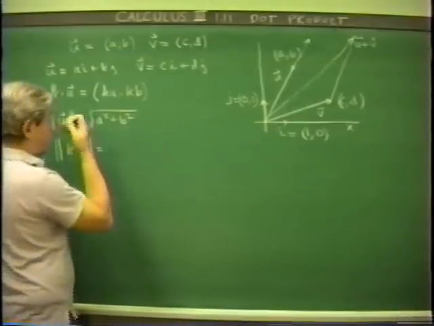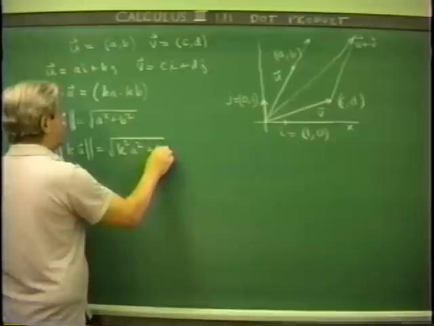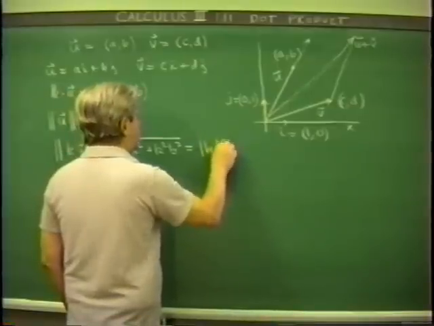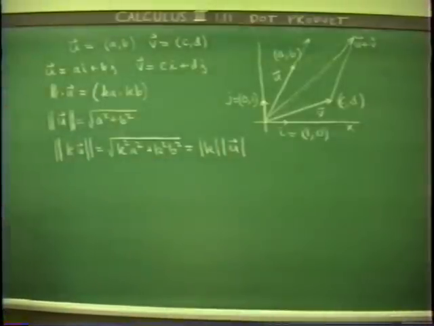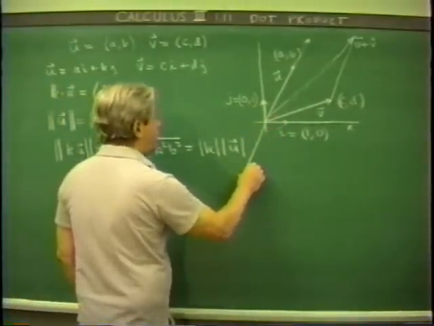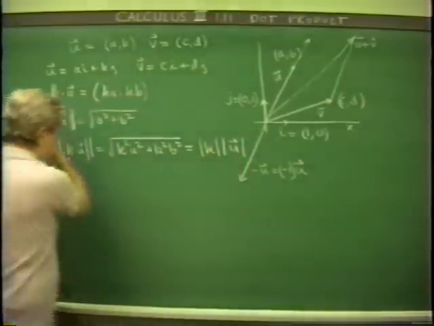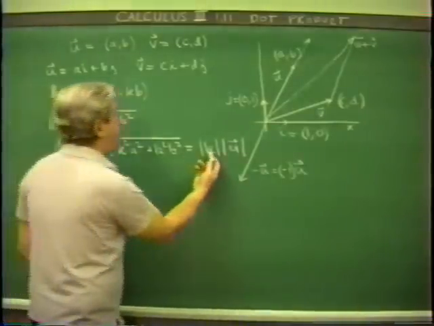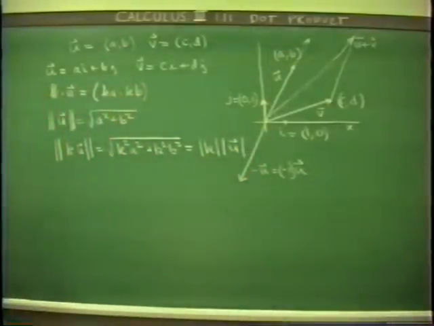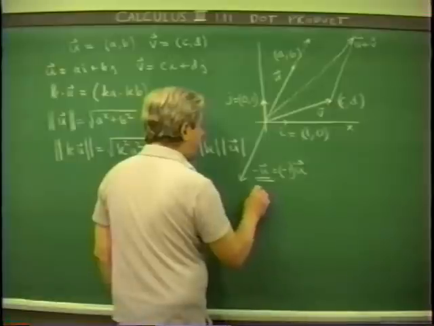Right? And so consequently, we've got that the magnitude of ku is equal to the square root of k squared a squared plus k squared b squared. That's to say, it's equal to absolute k times the magnitude of u. Magnitude of u is the square root of a squared plus b squared. We also want k to be allowed to be negative. So that, for example, if this vector right here is going to be the vector minus u, which is minus 1 u. Right? And still, the magnitude of k times u, whether k is positive or negative, will be the absolute value of k times the magnitude of u. Since that's going to be the length here, which represents the magnitude of the quantity.